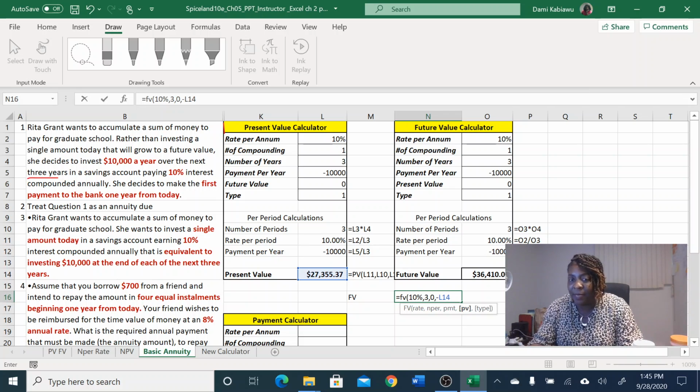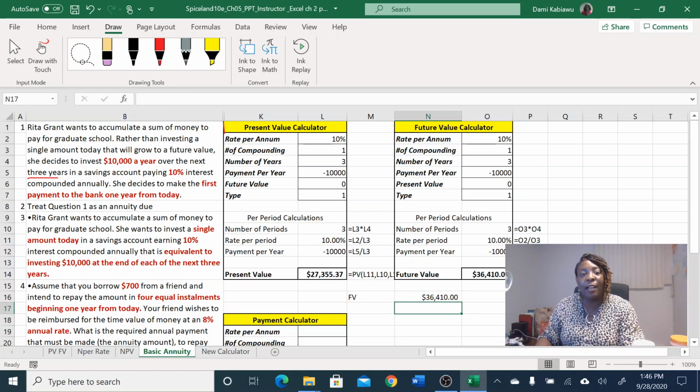And the other thing I'm missing now is type. We know type is 1 because type is 1 here, type is 1 here. We can find the equivalent amount. Press enter. Can you see the future value is exactly this? So 10,000 per period is exactly equal to 27,000 present value and a future value of 36,411, as long as they all have the same type.